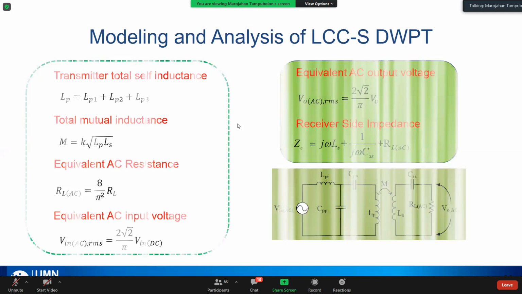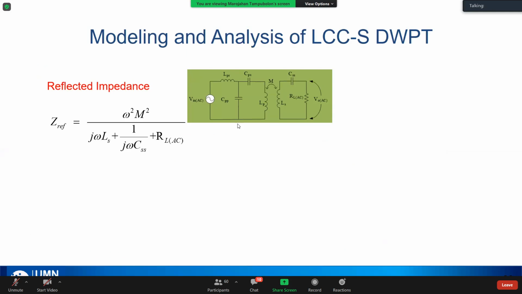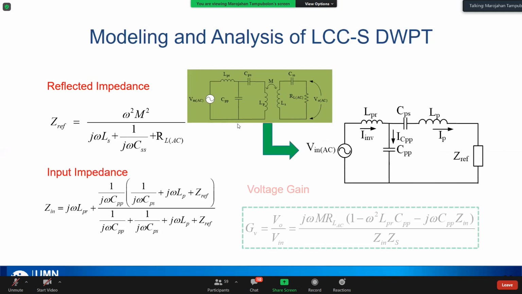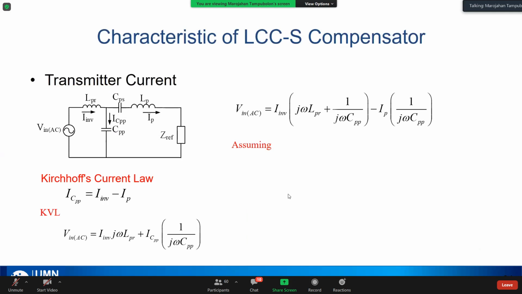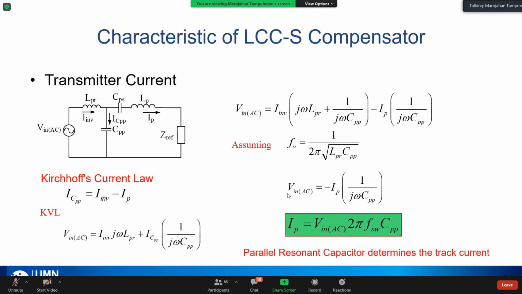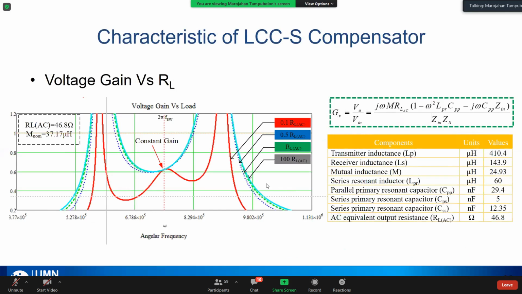So let's move on to the voltage gain here. This is the equations, how we have these equations, of course, by calculating it from the top, and then we have this one. And I want to show the voltage gain here.